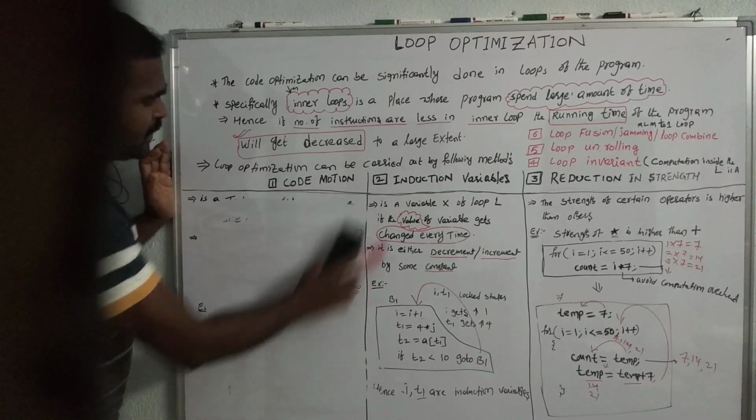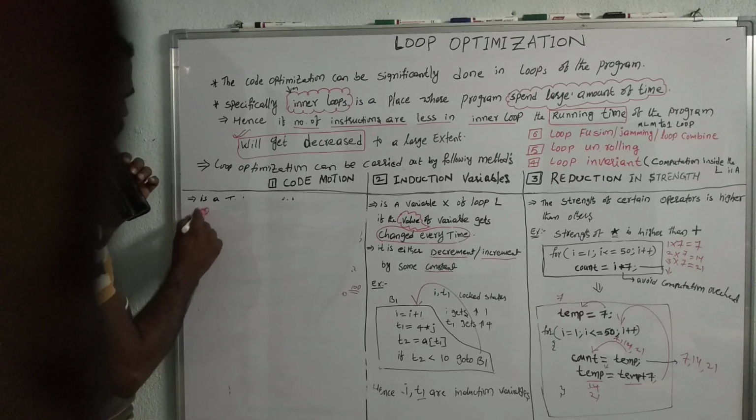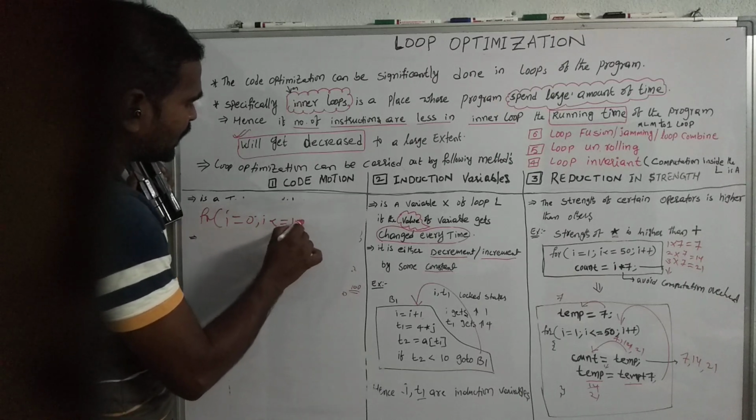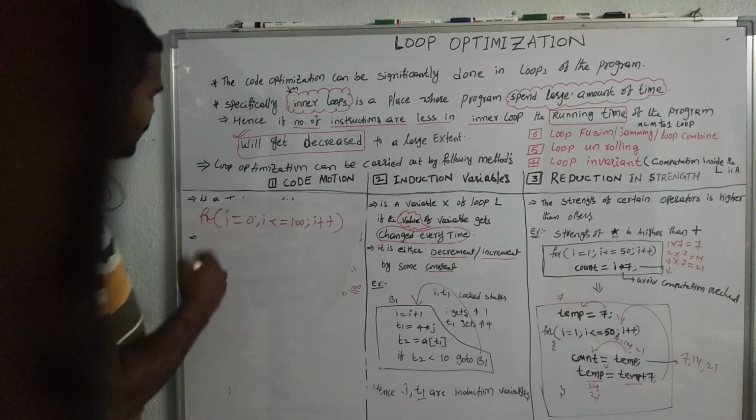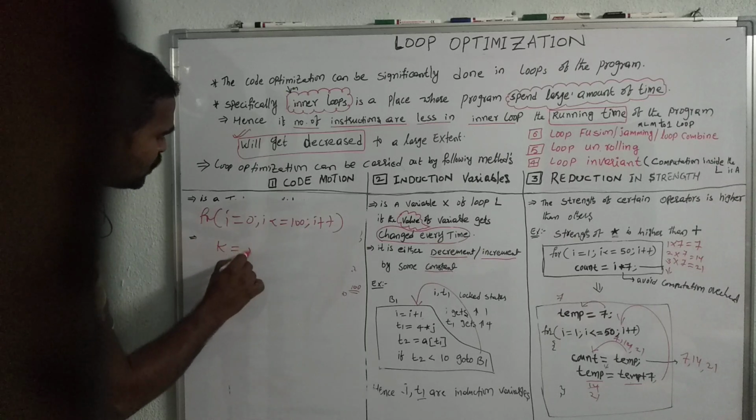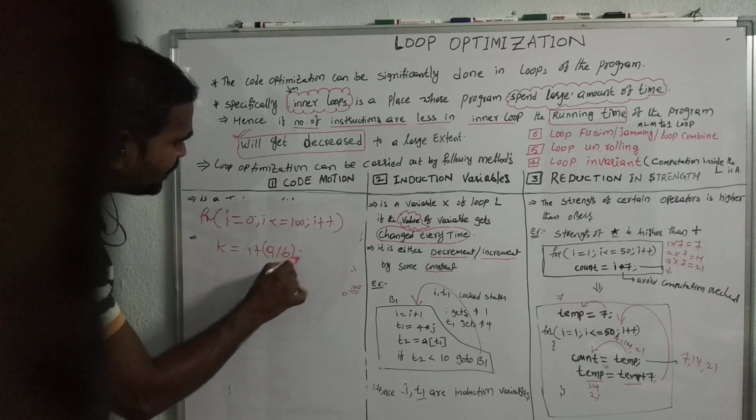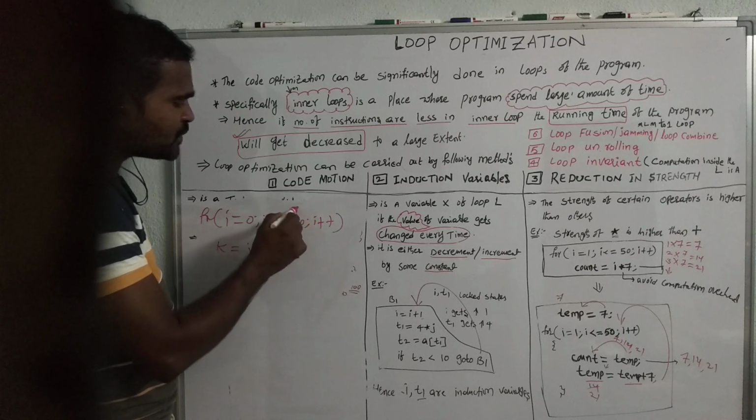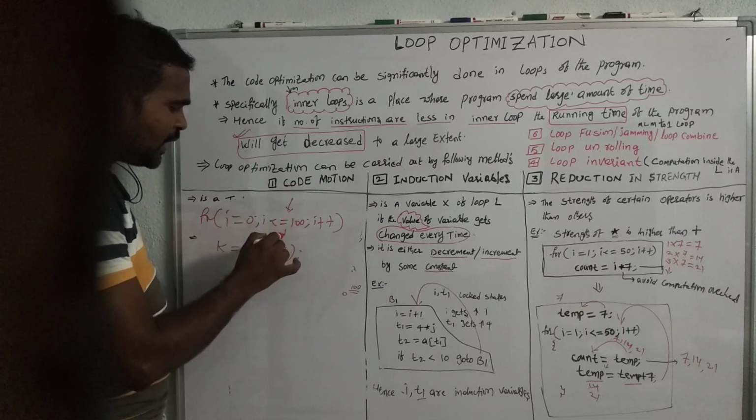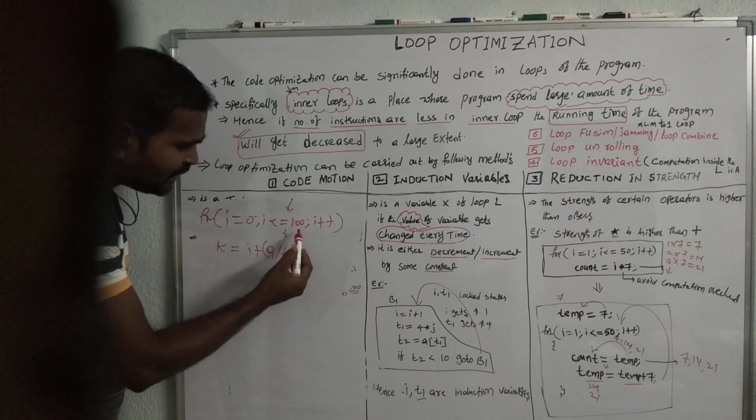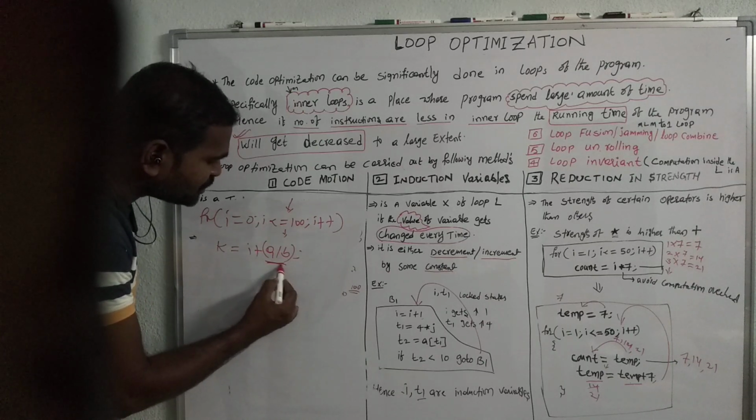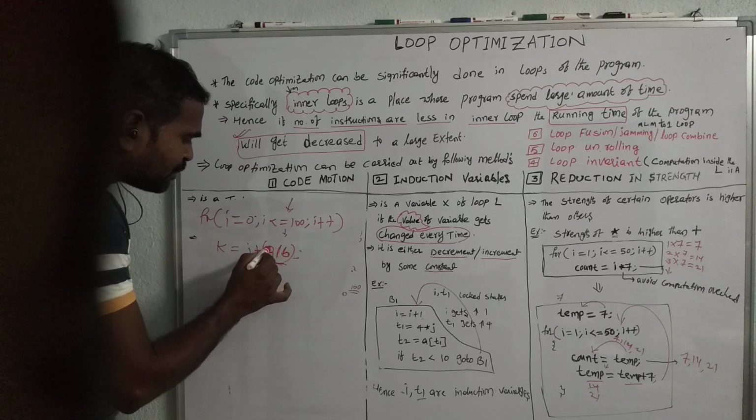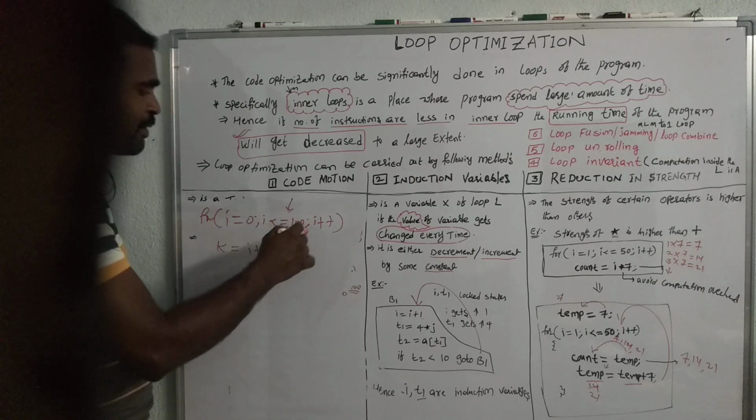Suppose I take a for loop: for I equals 0, I less than or equal to 100, I plus plus. Here k is equal to I plus a by b. The loop is repeated up to 100 times, so the a by b value is evaluated 100 times. So this statement should be placed before the loop.